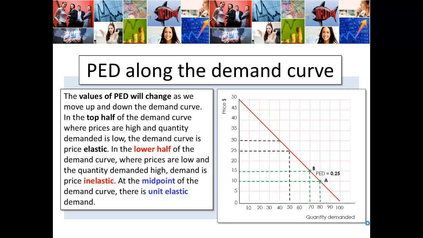And if we went through and did these calculations ourselves, we could see that in this instance, at the lower half, price elasticity of demand is just 0.25, which we know from our elasticity interpretations is very price inelastic. At the midpoint of the demand curve, price elasticity of demand is 1, so the price increase is proportional to the change in quantity demanded. And in the top half, price elasticity of demand becomes elastic.